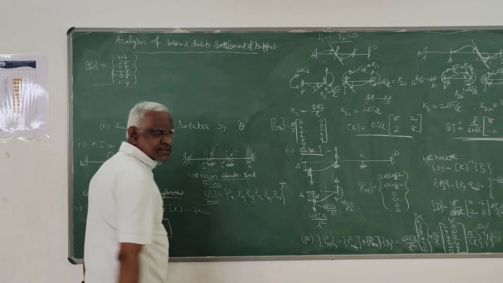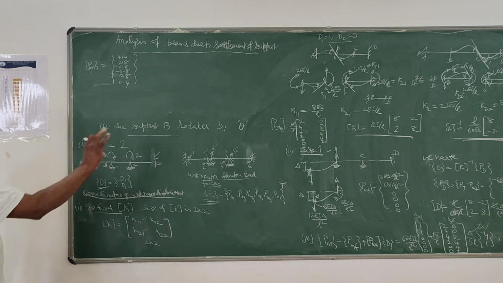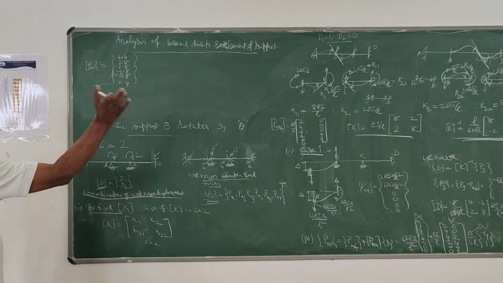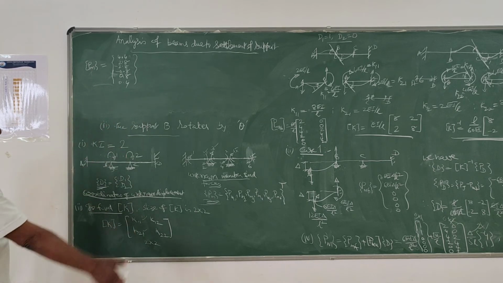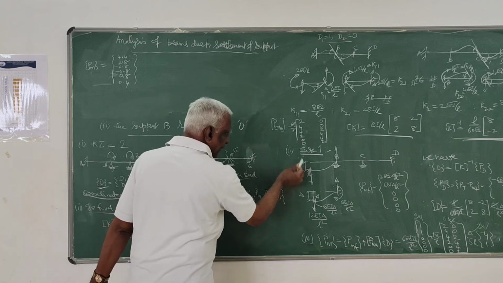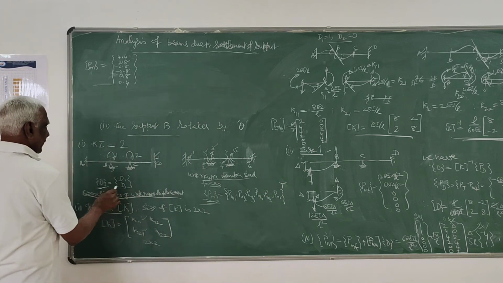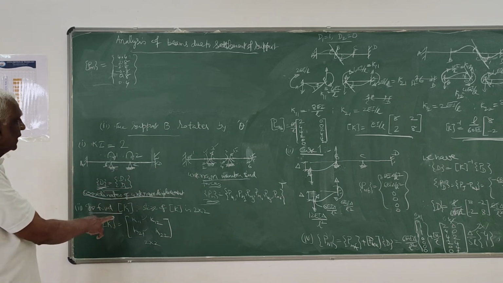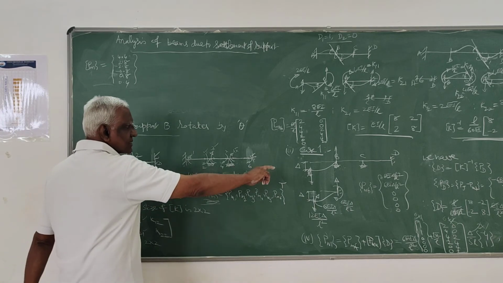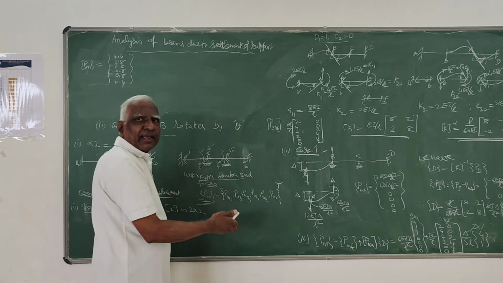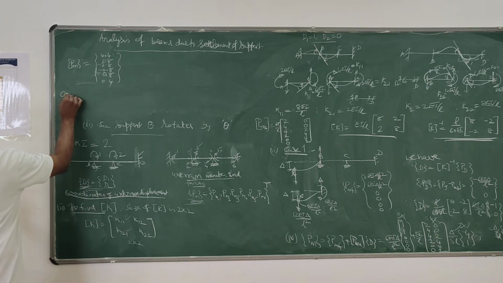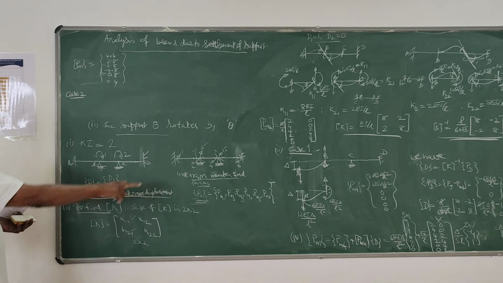When support A settles down by a certain amount delta, I have taken generally, delta may be any value. So I have taken a general problem, when I have taken the settlement not corresponding to unknown element indeterminacy. This is what I have taken. Next, case 2, that is support B rotates by theta. That corresponds to kinematic indeterminacy. That holds up to the last case, case 2.